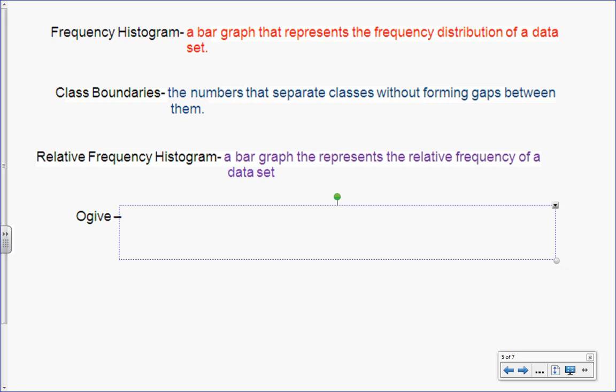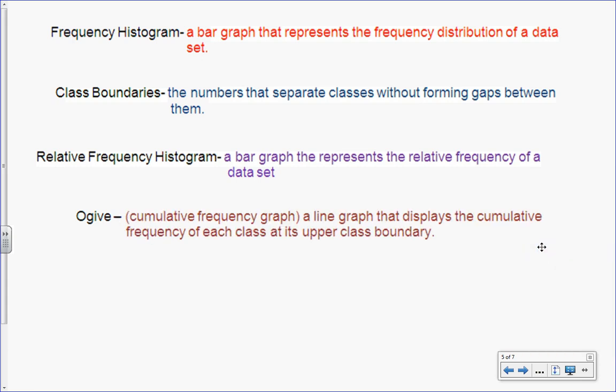What that is, well, what's the one thing we haven't really displayed yet? That's the cumulative frequency. So it could be called the cumulative frequency graph. It's normally a line graph that will display the cumulative frequency of the classes as you go. And when you do that, you use the upper class boundary. So now you can see why I had to talk about class boundaries up there, because we're going to use them to graph the ogive.